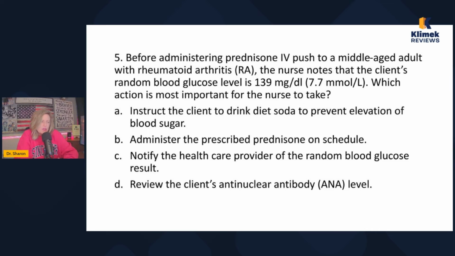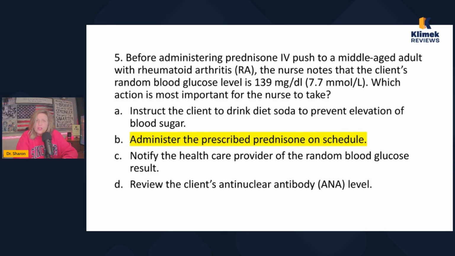And then the other one I feel comfortable crossing off is A. I may want to advise them to drink diet soda, but the reason their blood sugar is high is because they're taking prednisone. So I'm not sure that drinking diet soda would really help because it's a prednisone problem, not a soda problem. So I feel comfortable crossing off A and D. So if I can only do one thing, would I want to administer the prescribed prednisone on schedule, but not notify the healthcare provider of this glucose level? Or should I notify the healthcare provider, but not administer the prednisone? When I say it like that, that makes it more clear to me what I should do.